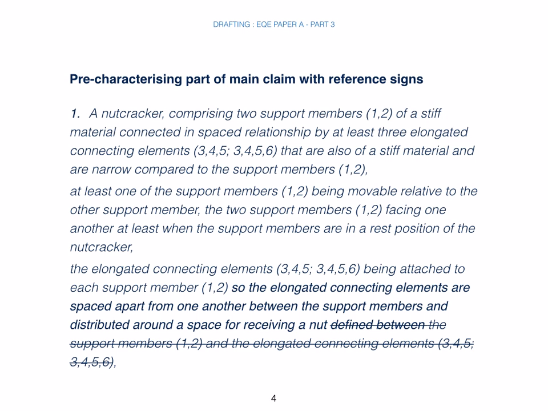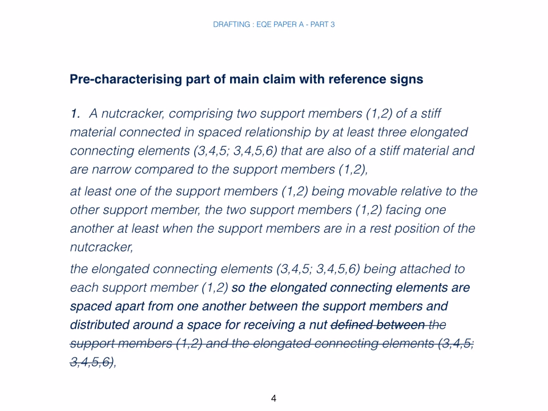A nutcracker comprising two support members, 1, 2, of a stiff material connected in spaced relationship by at least 3 elongated connecting elements, 3, 4, 5, 3, 4, 5, 6, that are also of a stiff material and are narrow compared to the support members 1, 2. At least one of the support members 1, 2 being movable relative to the other support member, the two support members 1, 2 facing one another, at least when the support members are in a rest position of the nutcracker.